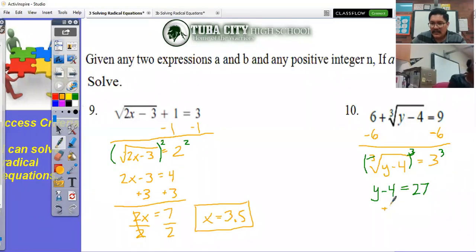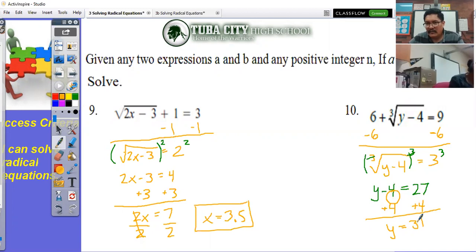And I still got to get this y by itself. So this 4, we have to get it on out of here. Move that 4 over by adding 4 to both sides. 4 cancels over here, becomes 0. Y equals 31. And let's check it really quick, just make sure it works.